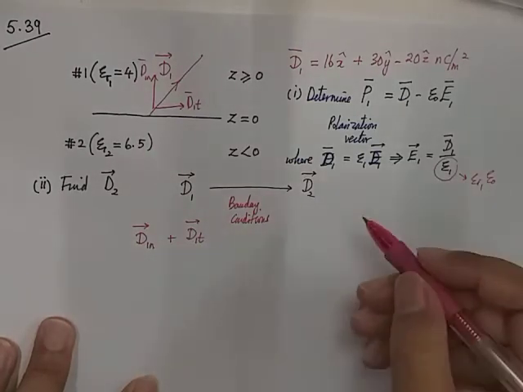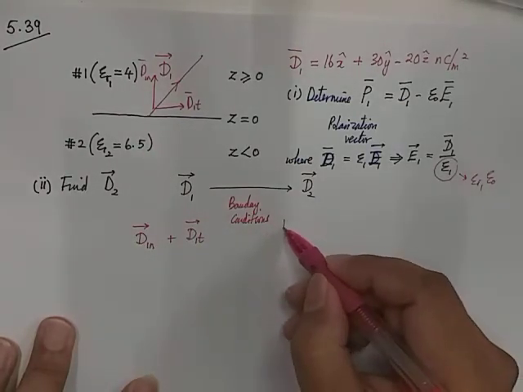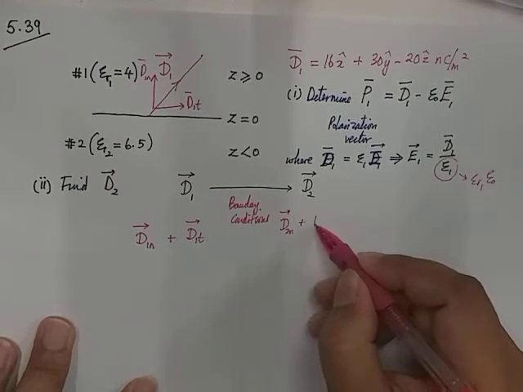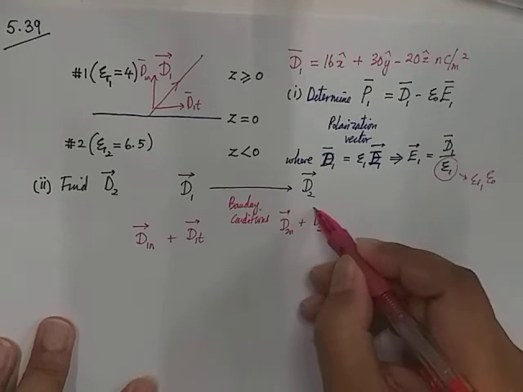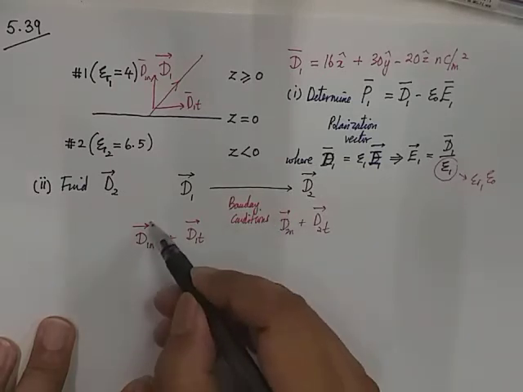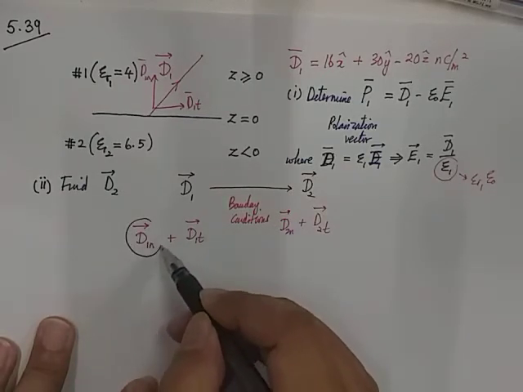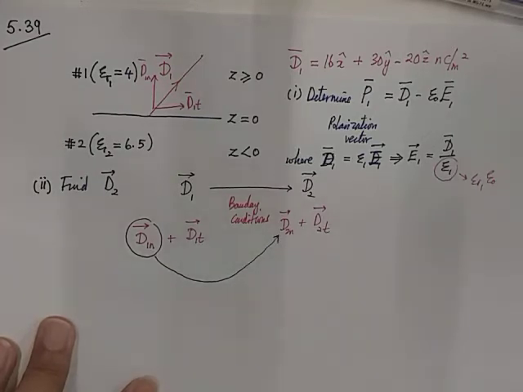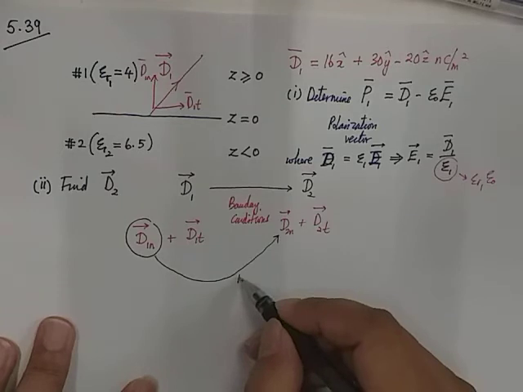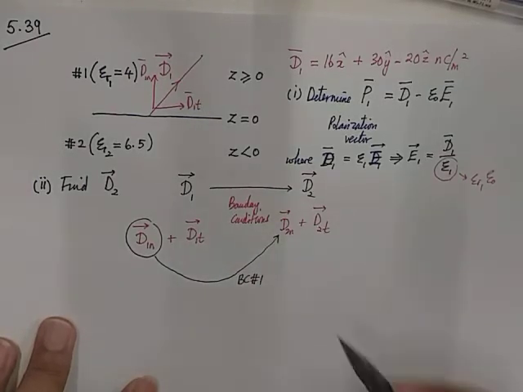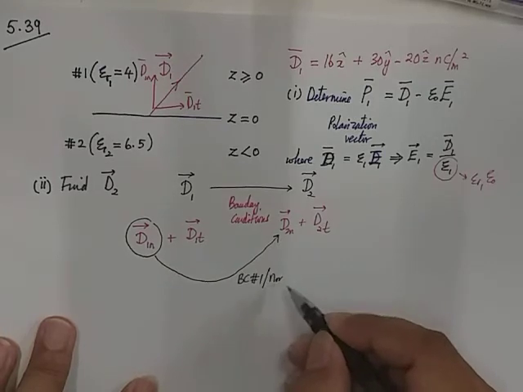And we know that D2 also consists of D2n plus D2t. So finding D2 is not straightforward. What we have to do first is relate D1n to D2n. That should be our first task. Boundary condition number 1, what does it say? Our normal component.